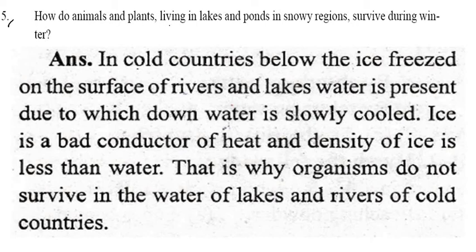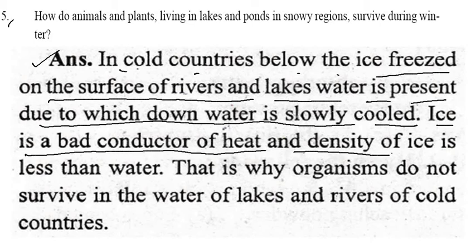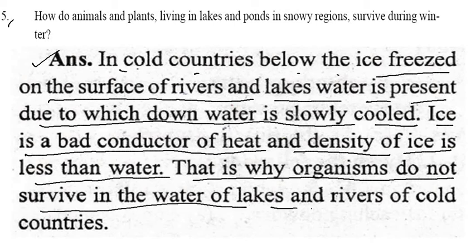Now come to the fifth question. How do animals and plants living in lakes and ponds in snowy regions survive during winter? So you can write the answer. In cold countries, ice freezes on the surface of rivers and lakes, and below the ice water is present, due to which the water below is cooled slowly. Ice is a bad conductor of heat, and the density of ice is less than water. That is why organisms survive in the water of the lakes and rivers of cold countries. So you can write the answer here.